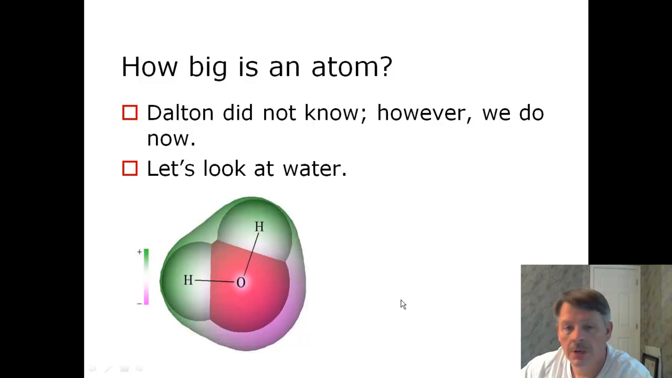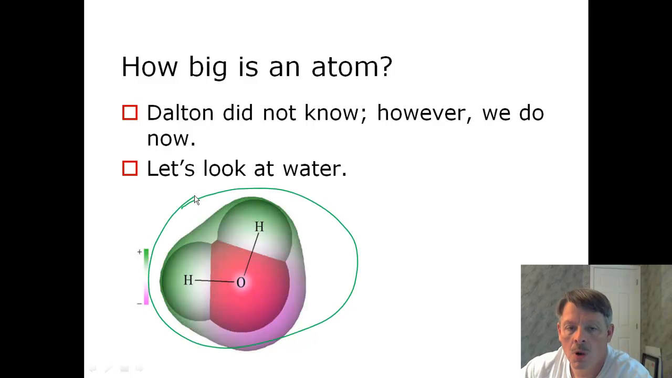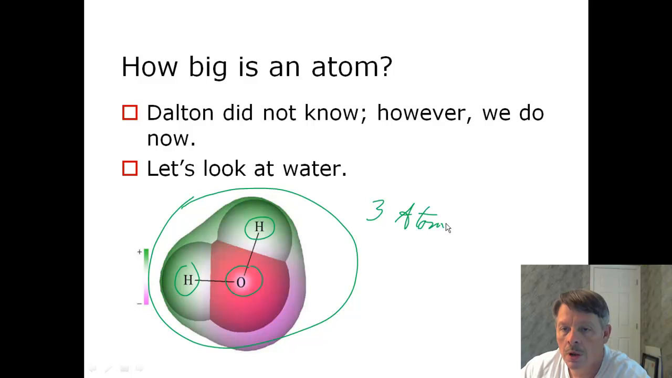Let's look at water. We're going to take this thing right here as being a water molecule. Now, we know now that a water molecule is made up of 2 hydrogen atoms attached to 1 oxygen atom, so it's made up of a total of 3 atoms in 1 molecule, right?